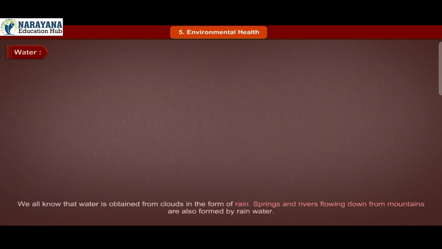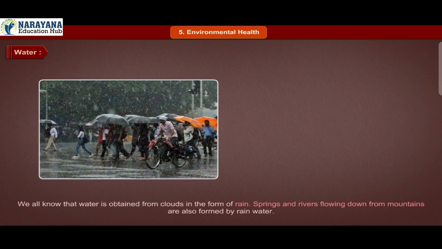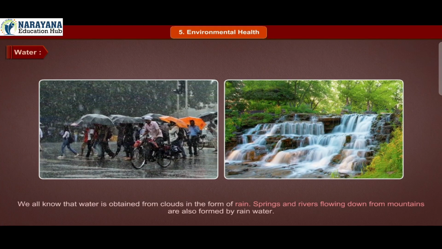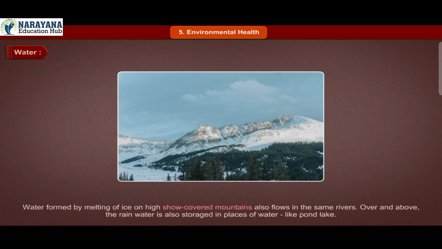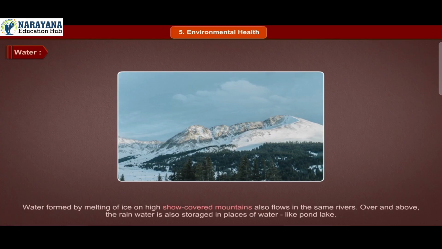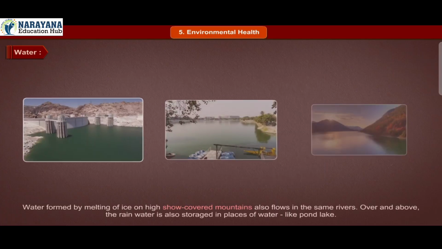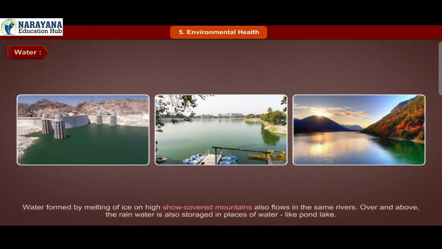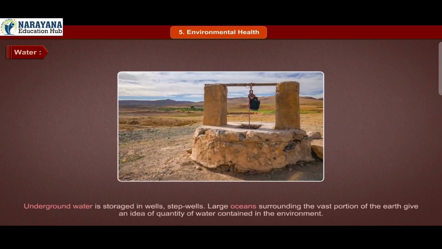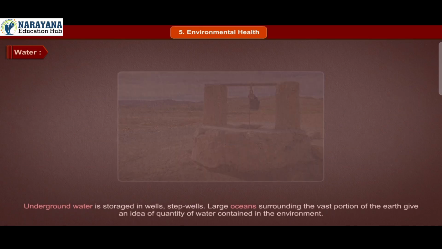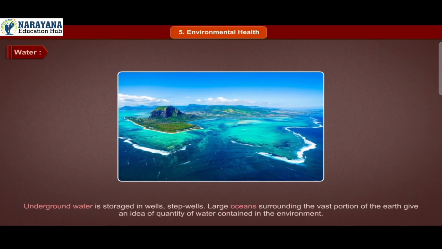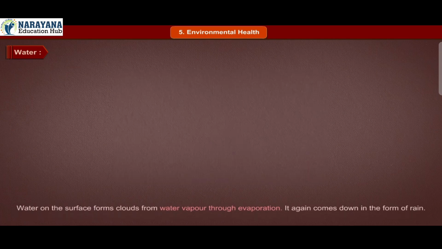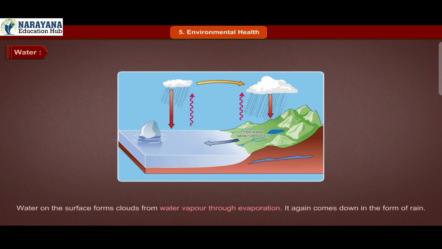Water. We all know that water is obtained from clouds in the form of rain. Springs and rivers flowing down from mountains are also formed by rainwater. Water formed by the melting of ice on high snow-covered mountains also flows in the same rivers. Over and above, rainwater is also stored in places like ponds and lakes. Underground water is stored in wells and step wells. Large oceans surrounding the vast portion of the earth give an idea of the quantity of water contained in the environment. Water on the surface forms clouds from water vapor through evaporation. It again comes down in the form of rain.